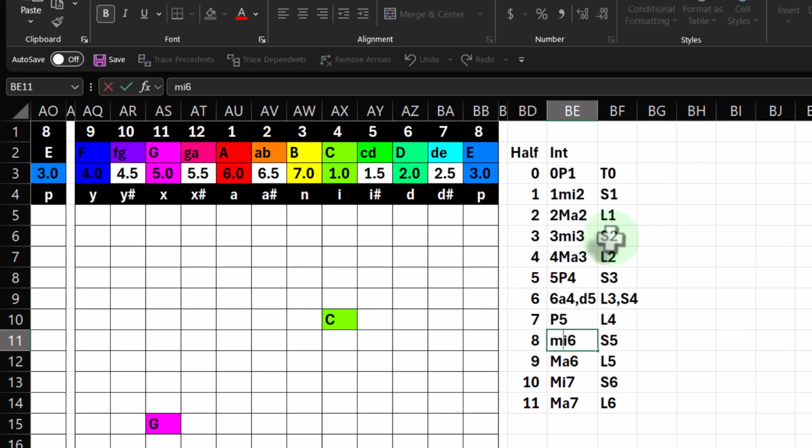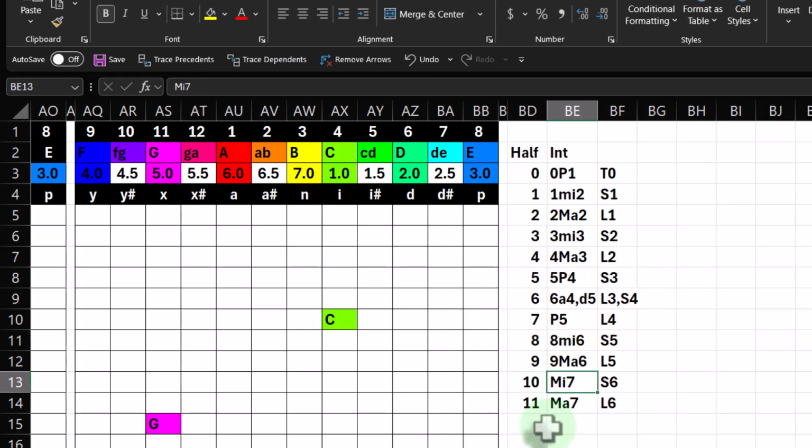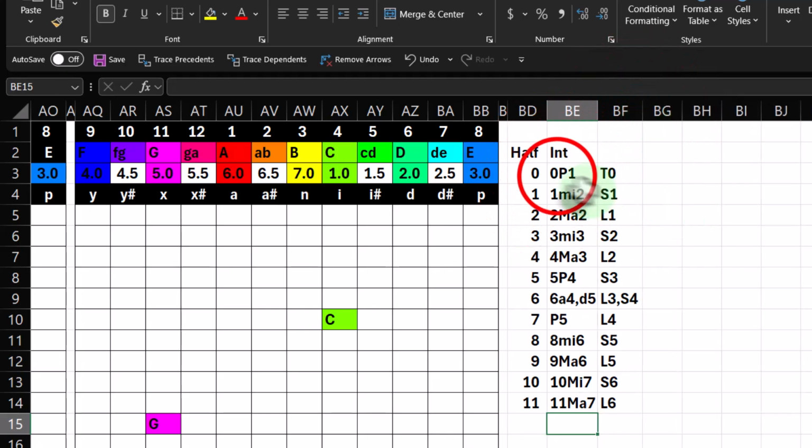And then this is going to be an 8 note away, minor 6. This is going to be a 9 note away, major 6. This is going to be a 10 note away, minor 7, and an 11 note away, major 7. So by doing that, if I was to populate my fretboard with this terminology, it would give me everything, right? It's going to give me how many notes away it is, and it's going to give me the interval, major second, and minor, and so on and so forth. So that's what I want.